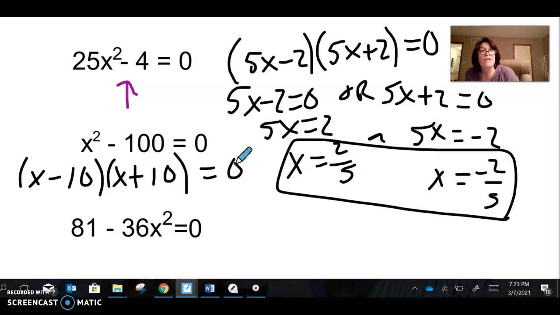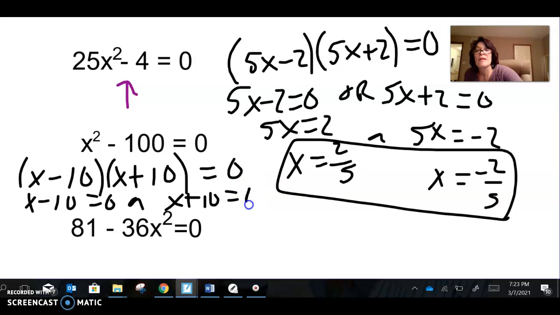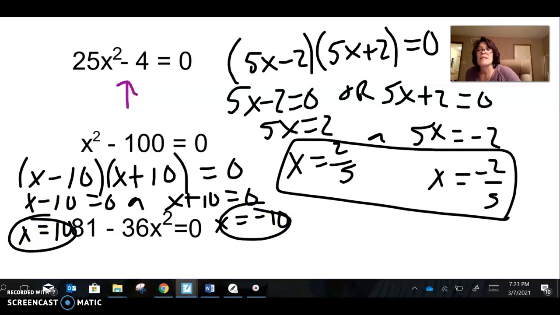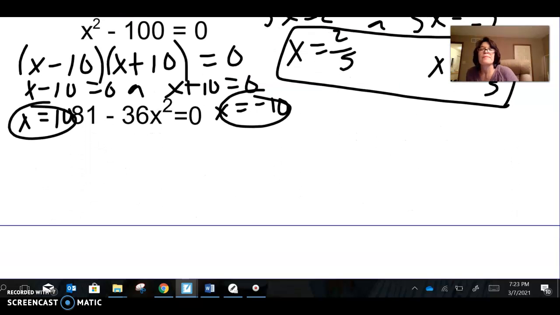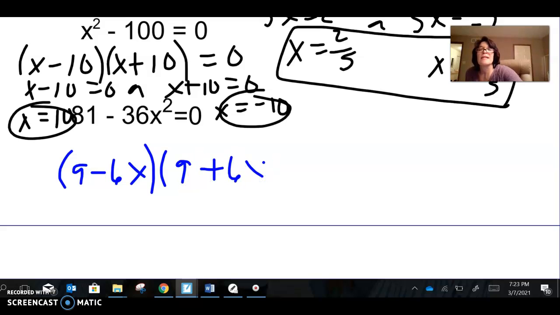Once I have it factored, I have two things that multiply to 0. So either x minus 10 is 0 or x plus 10 is 0. So my two answers are x equals 10 or x equals negative 10. The next one, again, I see perfect squares. 9 minus 6x and 9 plus 6x.